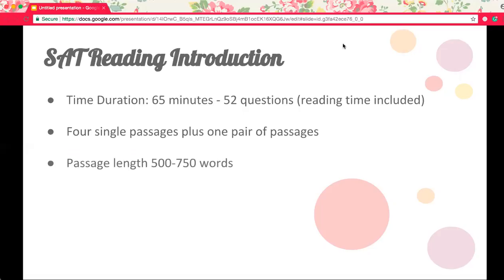Each passage is about 500 to 750 words. So as you can see, it's not really that long. And after each passage, you will be answering 10 to 11 questions. So as I mentioned earlier, you need to learn how to allocate your time reasonably.